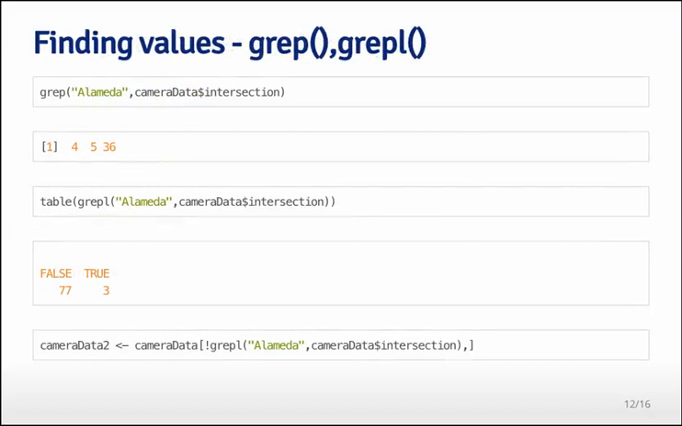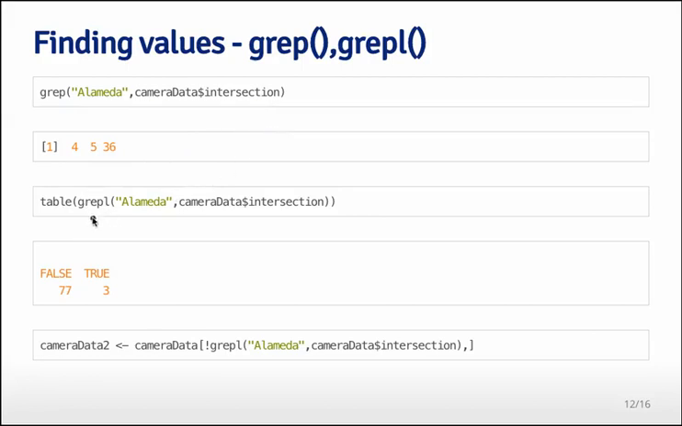The next thing I'm going to cover is searching for specific values in variable names or in variables themselves. So here I'm going to go back to the camera data, the fixed camera data, and look at the intersection variable. One thing that I might want to be able to do is find all of the intersections that include the Alameda as one of the roads. So I'm going to use the grep function. The grep will take as input a search string that you want to look for, the Alameda, and it will look through this variable and find all of the instances in that vector where the Alameda appears. So it appears in the 4th, 5th, and 36th element of the intersection variable.